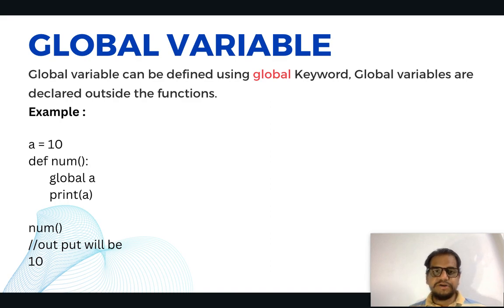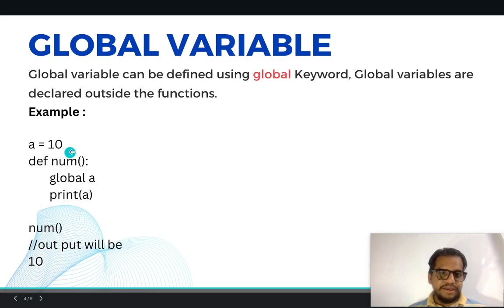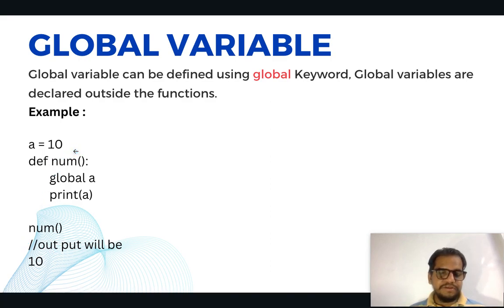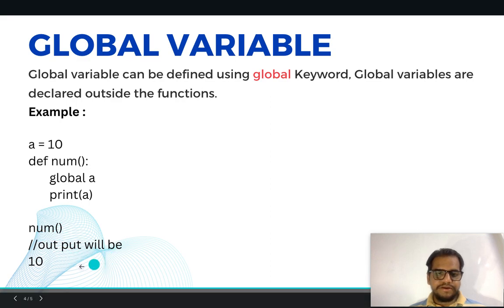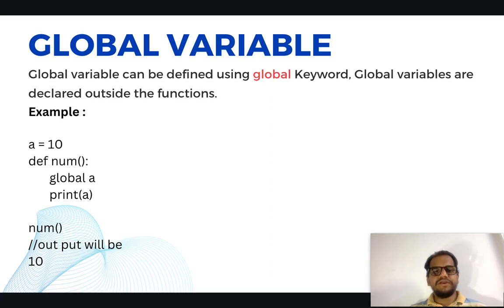We will check multiple differences in the next videos. So here is an example: variable a is declared and the value mentioned is 10, def num, and we type global here, and a is the variable. So print a and call the function num, and the output will be 10. So this is the way to write a global variable. We can look at this in a practical way next.